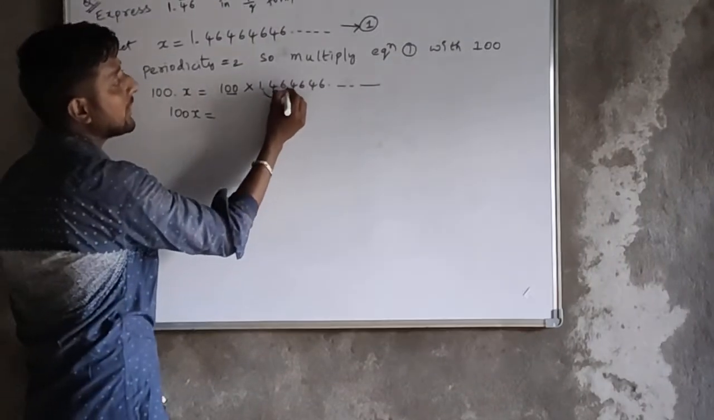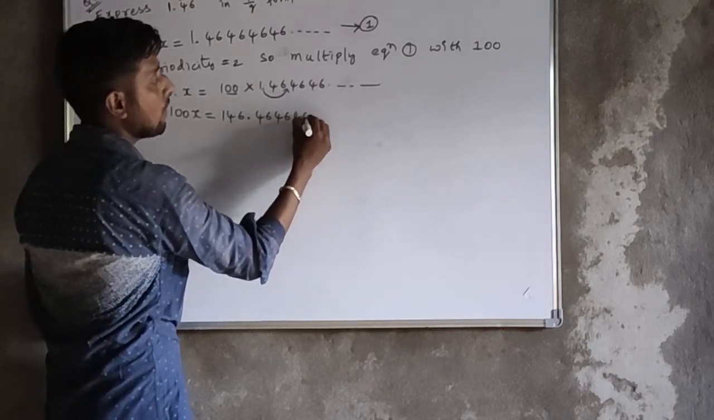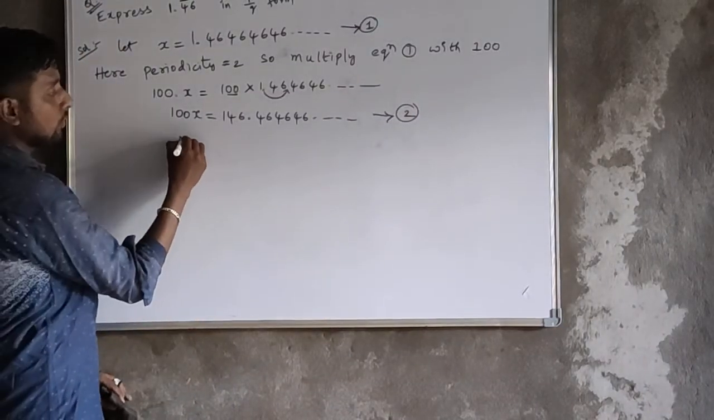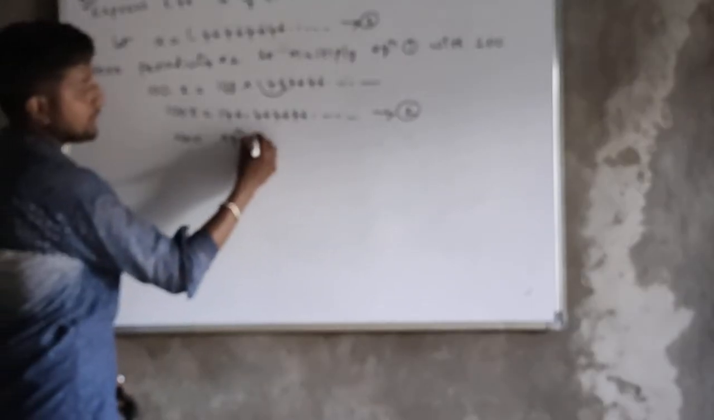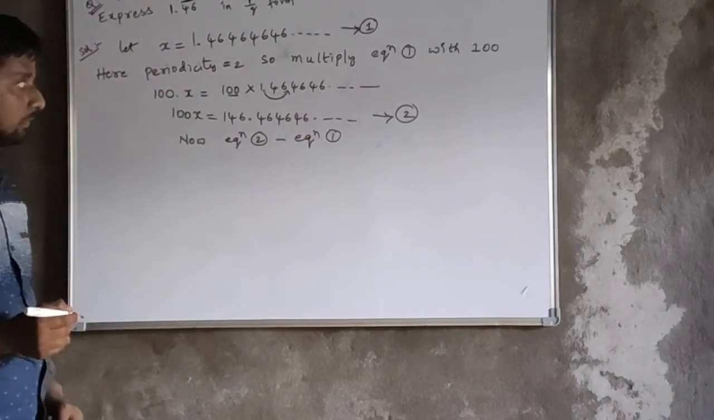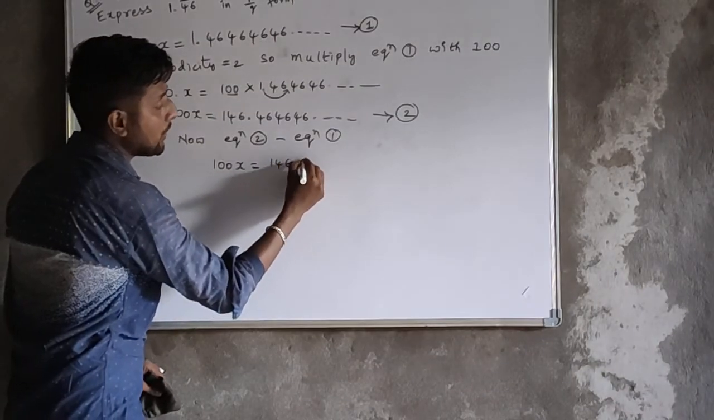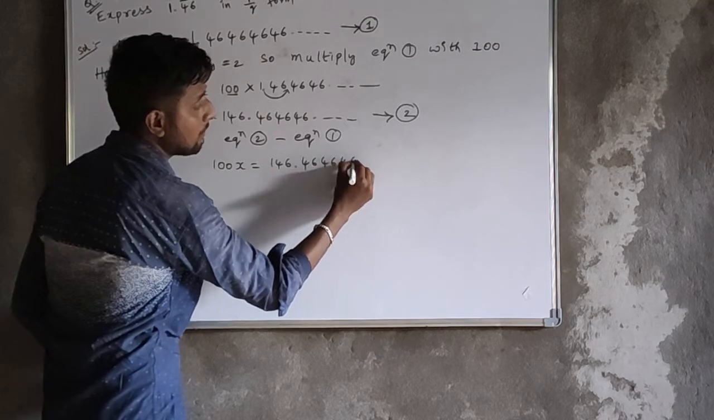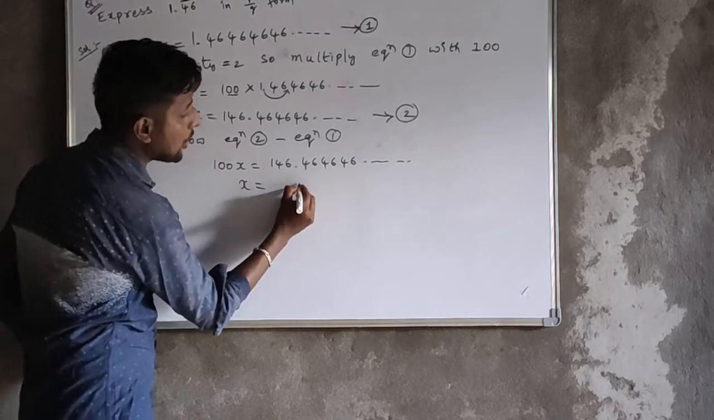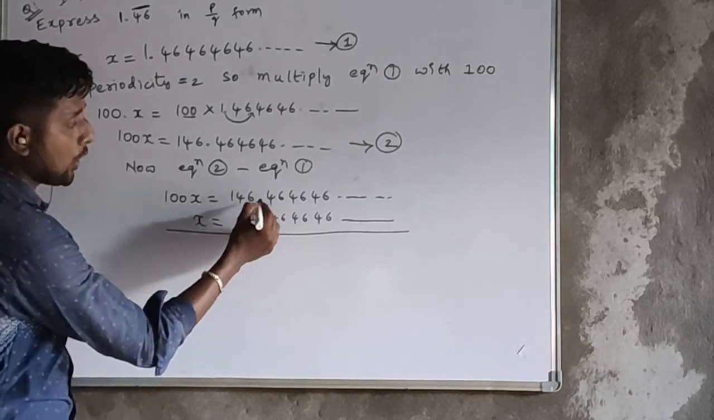Now what happened after moving the decimal here? 146.46 and so on. It's our equation 2. Now what should we do? Now do equation 2 minus equation 1. Write 100x equals 146.46 and so on, minus x. I told you already, the decimal must be common, even for the answer. So the digits are common.